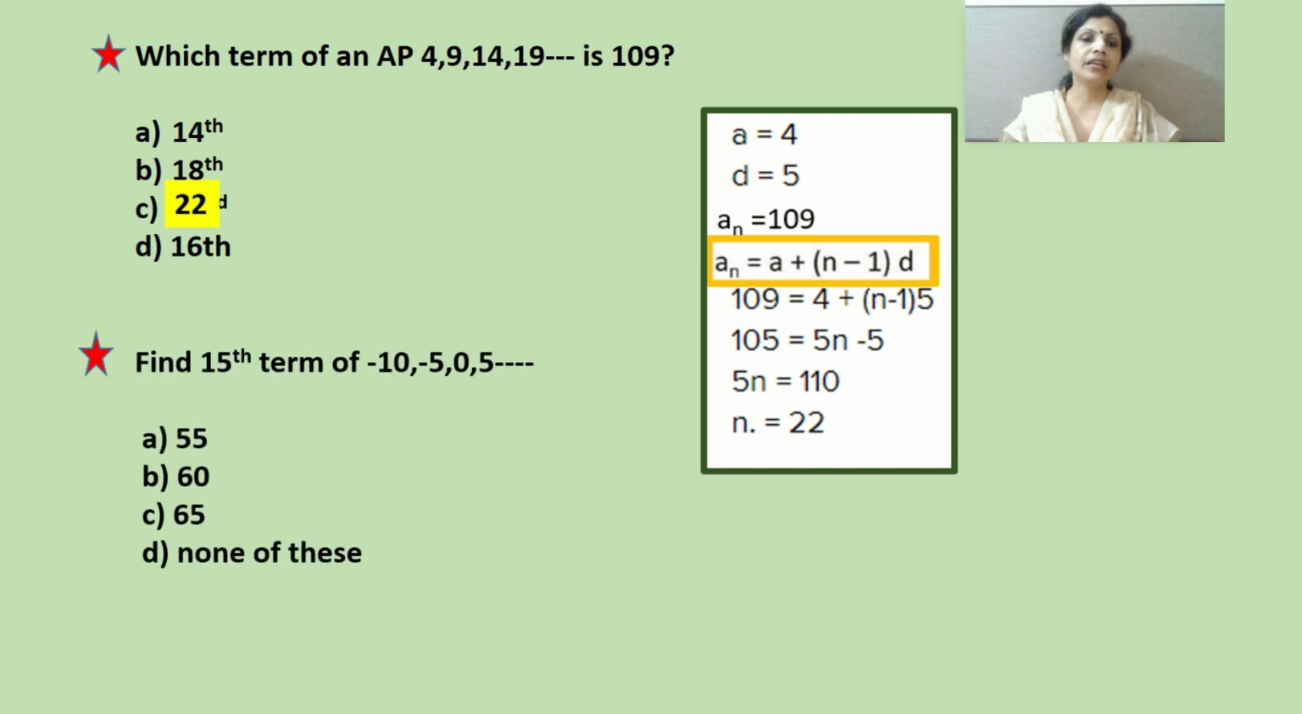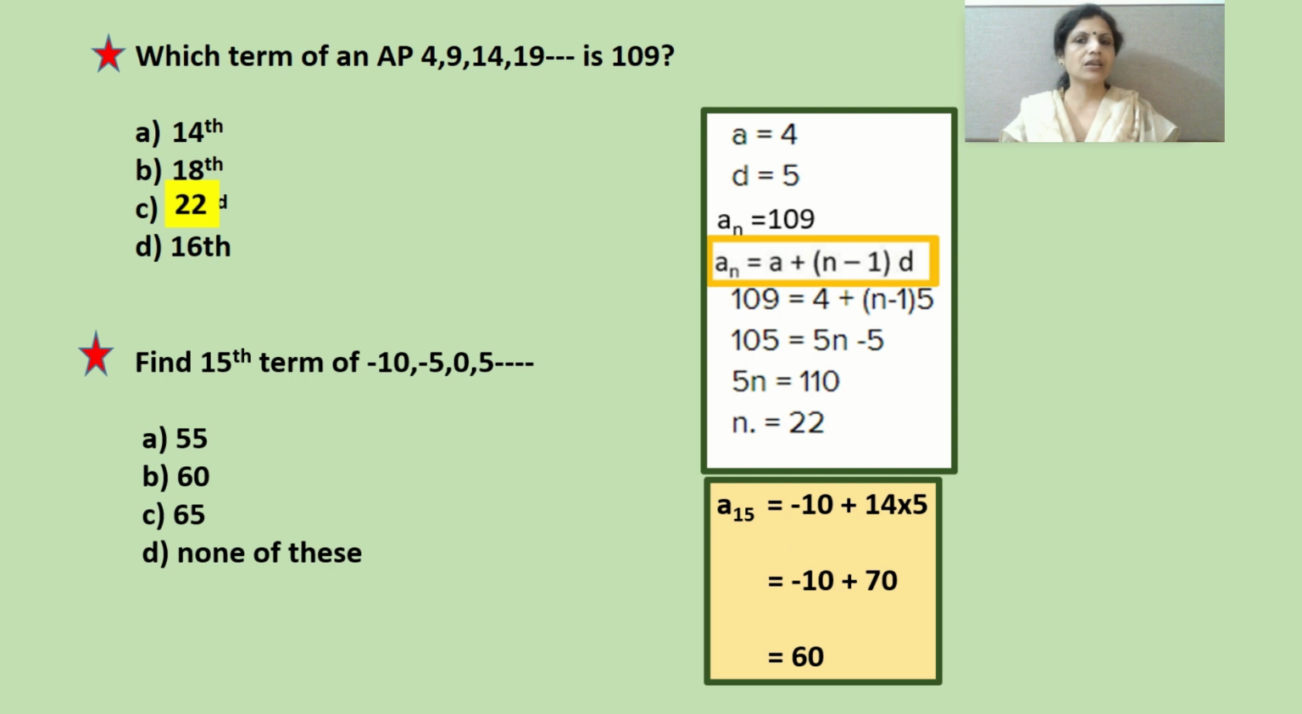Find the 15th term of the given AP. Now see how the AP is given to you. It's minus 10, minus 5, 0, 5 and so on. You have to find the 15th term. So here we have to make use of the direct formula. So let's do that.